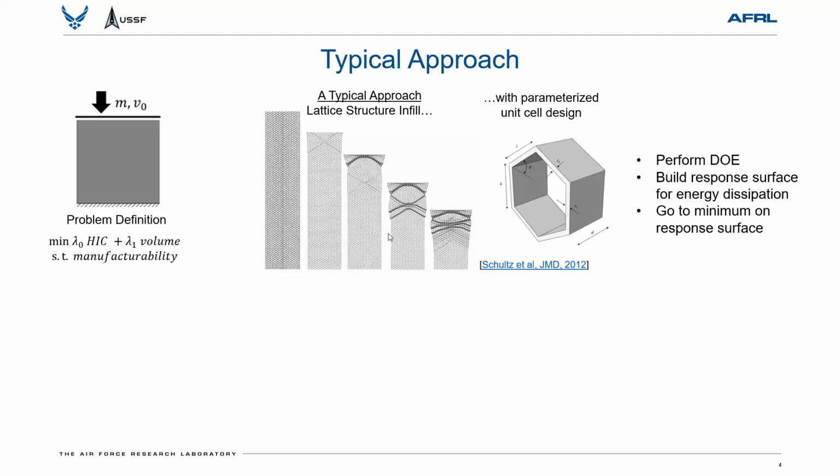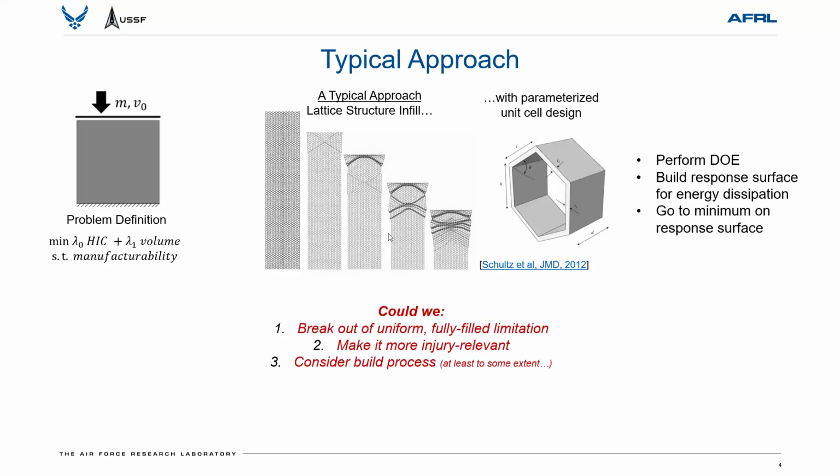A typical approach could be along the lines of what these folks did here, which I decided to show as an example. They start with the lattice structure infill and a unit cell design, which is parameterized with a small number of design variables. They perform a whole bunch of simulations in that design space, essentially a DOE, which enables them to build a response surface. They were looking at energy dissipation as the response. And then you can go to the minimum on that response surface, and that's the optimum.